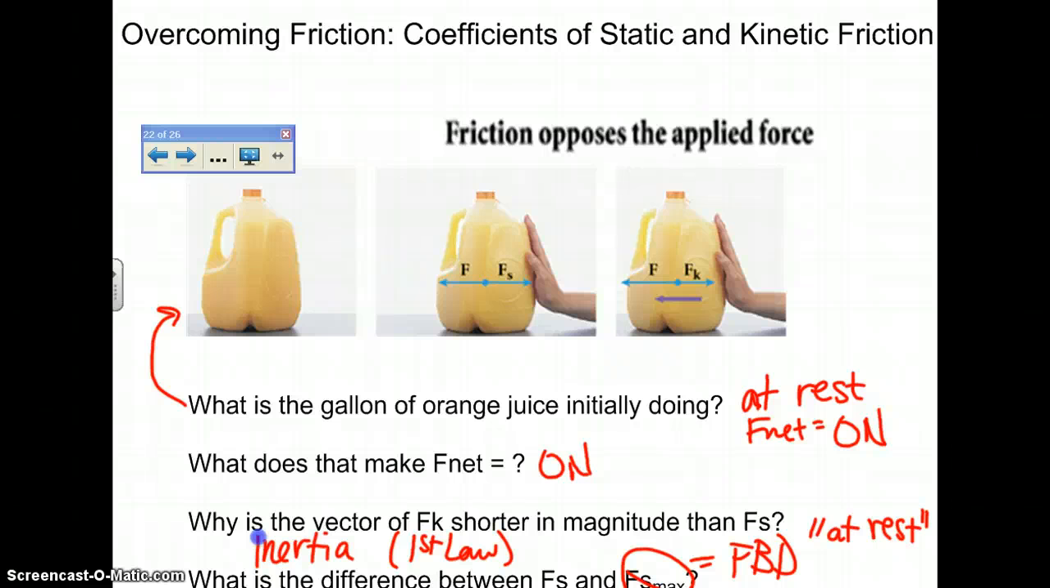Okay, just one more thing here. This is what the free body diagram is going to look like. Now when you go to draw the F of K, you just need to make sure that the length of your F of K is not as long as your Fs max, because it doesn't take as much force to keep an object moving as it does to get it started.